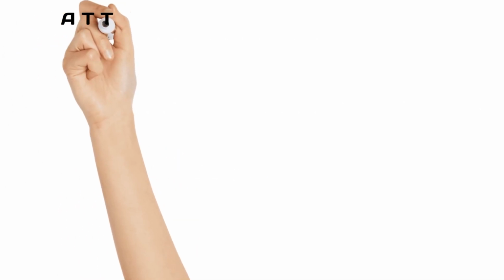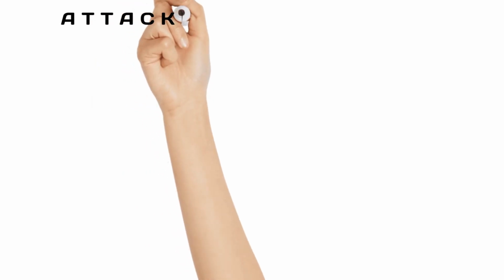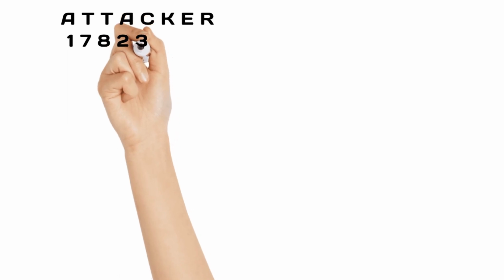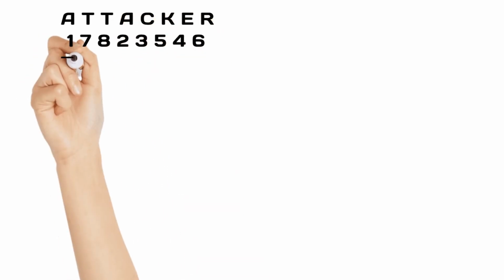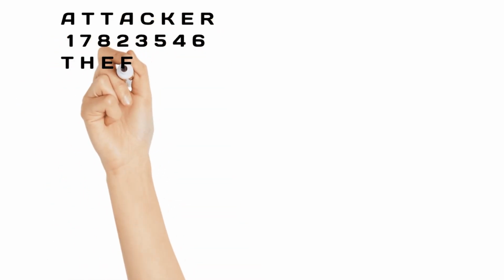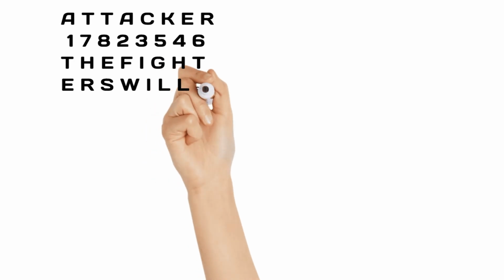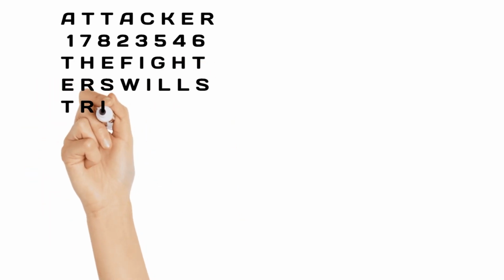We do have a more complicated transposition cipher. What is that? Columnar transposition cipher. Here we are taking attacker as the secret key. Our message is the fighters will strike the enemy base at noon. How are we going to arrive at the ciphertext?